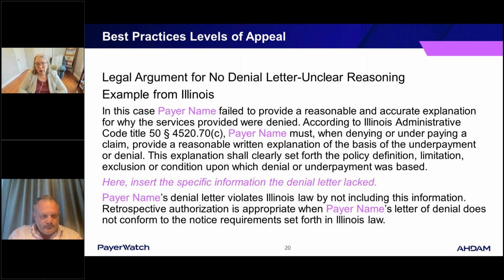Retrospective authorization is appropriate when the payer's letter of denial does not conform to the notice requirements set forth in Illinois law. Now, when you see those words, retrospective authorization, you're thinking, oh, you mean authorization for inpatient admission. That's what I think, having a nursing background, as those are the types of appeals that I do most often. But what they mean by retrospective authorization just means it should have been paid. Whether it's an outpatient claim or services or a physician's office or whatever, it just means that your claim should have been paid appropriately because their denial letter didn't conform with notice requirements as set forth by law.